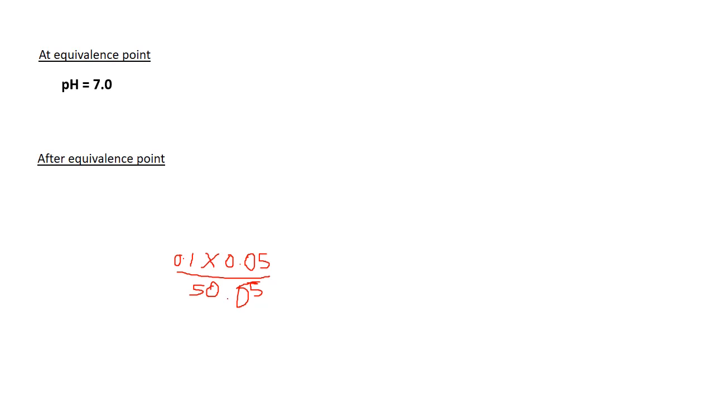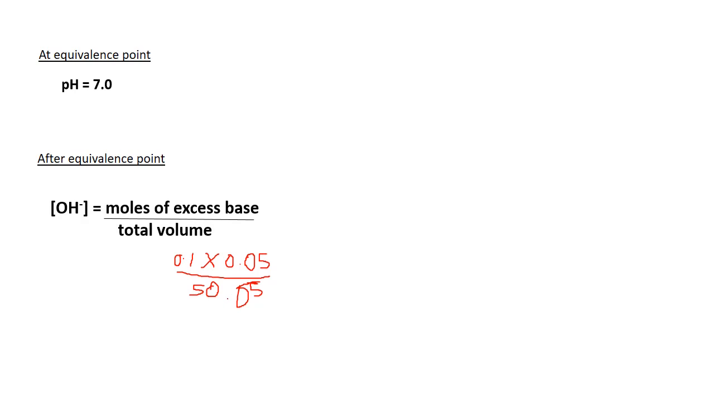Next we have to think about the pH after the equivalence point, but before that it's very important to find the pH one drop before equivalence point. It is 24.95 cubic centimeter volume. When we do the calculation, we get the pH as 4. And after the equivalence point, there's no HCl, only the NaOH is remaining.